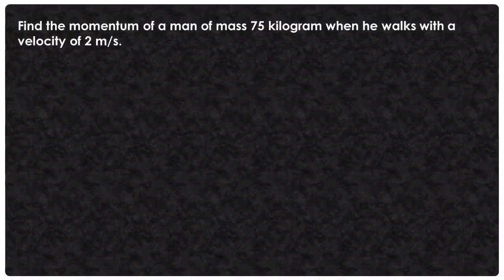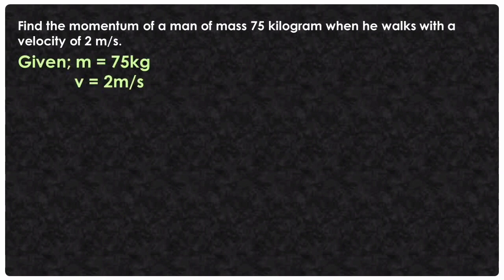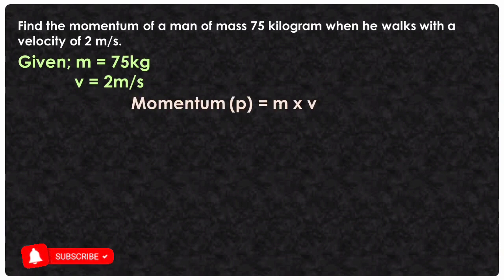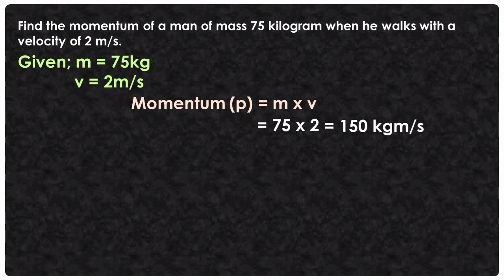Find the momentum of a man of mass 75 kg who is walking with a velocity of 2 meter per second. So the values given here are mass and velocity. We know that the formula for momentum is m into v. So it's a direct substitution of the values, 75 into 2. On multiplying, you get the answer 150 kg meter per second. So it's easy to calculate momentum if you get the mass and velocity of the moving object.